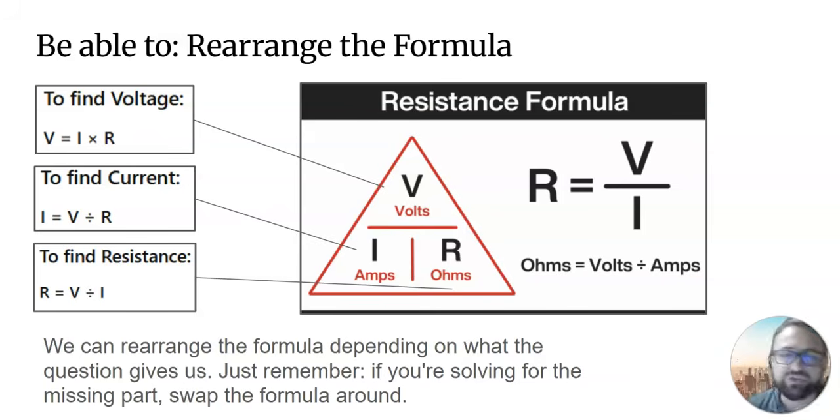So you need to look at this formula, this triangle, and you need to be able to nitpick each one of them. And by doing that, you are able to rearrange that formula. When we look at the triangle and we look at the top, we know that V is volts. Then the formula would look like this: V equals I times R. When we want to find out I, we know that I equals V divided by R. When we want to work out resistance, I know resistance equals V divided by I. We can rearrange the formula depending on what the question gives us. That is the important part. Just remember, if you're solving for the missing part, swap the formula around.